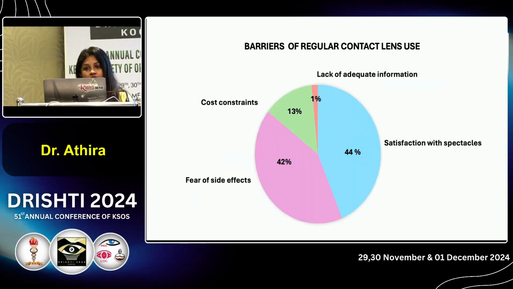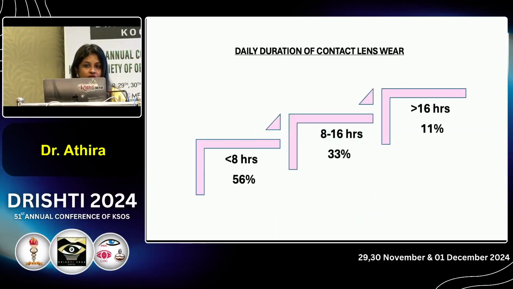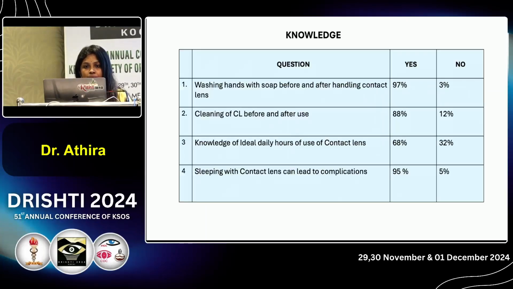Barriers to using contact lenses regularly among occasional users: 44% had satisfaction with spectacles, 42% had fear of side effects, 13% had cost constraints, and 1% had lack of adequate information. Daily duration of contact lens wear: 56% were using for less than 8 hours daily, and 11% were using for more than 16 hours. On assessing knowledge, 97% of students knew that washing hands with soap is important before and after handling contact lenses.